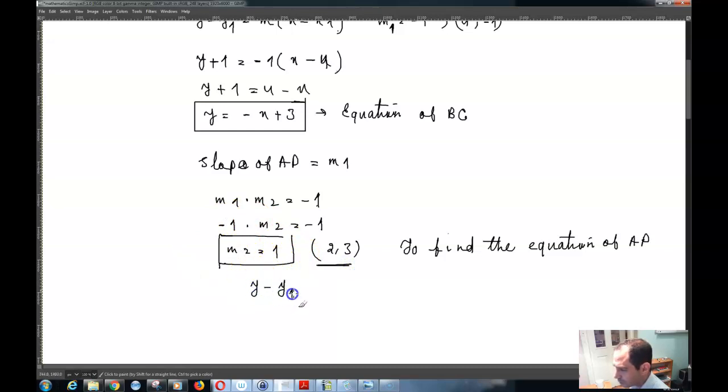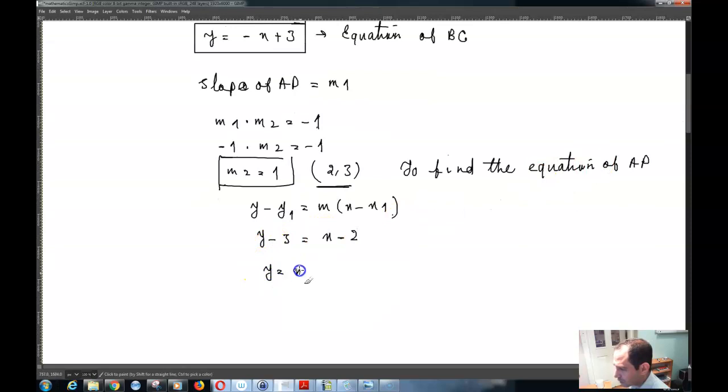So y minus y1 is equal to m times x minus x1. So then you can write y minus 3 is equal to 1 times x minus 2. That means that y is equal to x plus 1. This is the equation of AP.